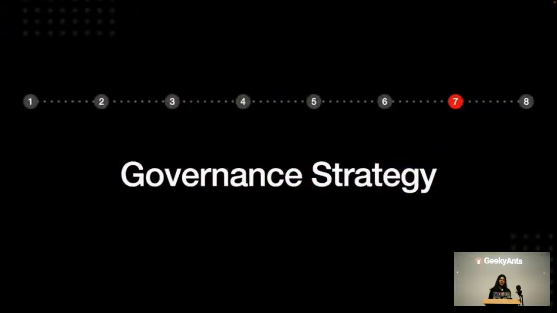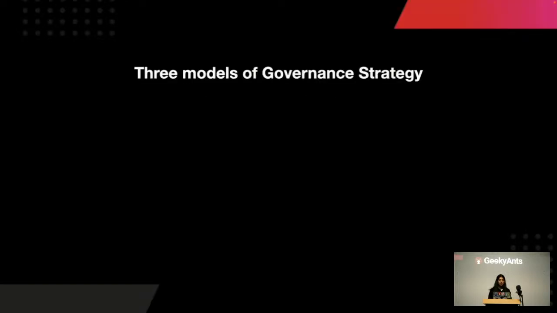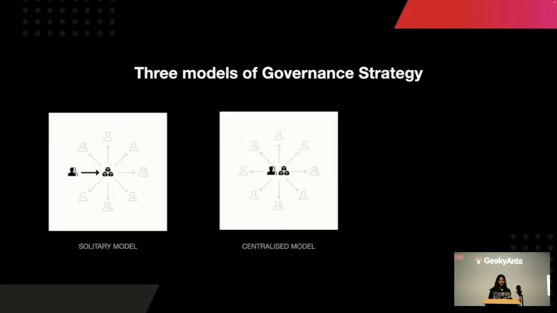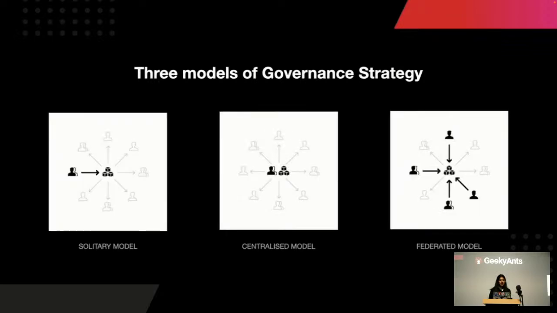Next, after building a system, we have to define the governance of it. There are three models of governance strategy: solitary, centralized, and federated. Solitary is basically one person decides and approves all the design decisions, and the team follows that. Centralized model is where a team decides all that and everyone except them, like other teams, follow that. And the federated, where several people from several teams govern that, are in charge of the system.